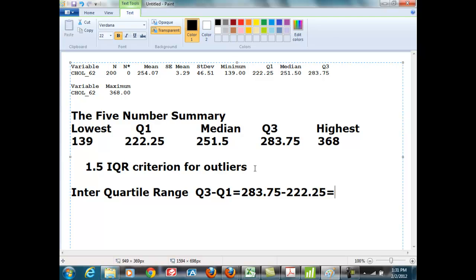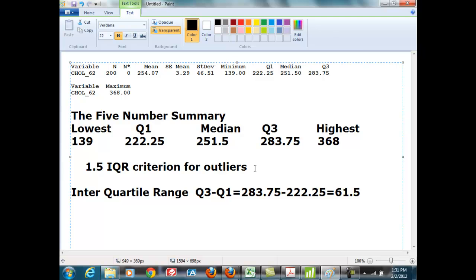61.5. Everybody agrees? It's 61.5 units, right? Everybody fine? Okay. So it's always Q3 minus Q1? That's what interquartile range is defined to be. Yes, exactly. Range is the highest minus the lowest, right? Everybody clear? Good.